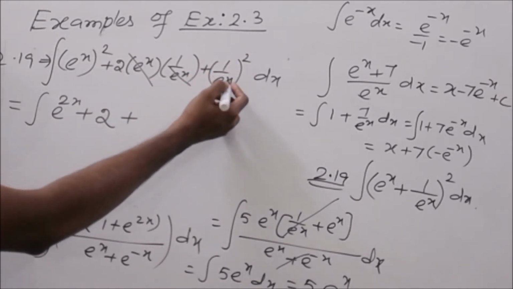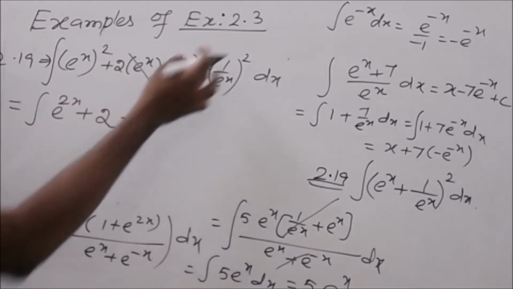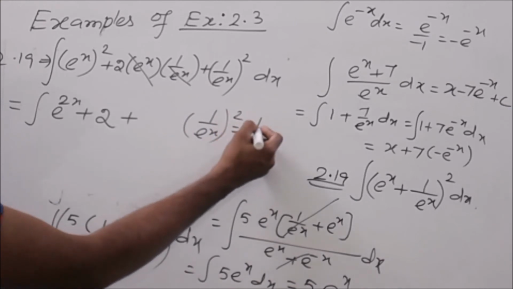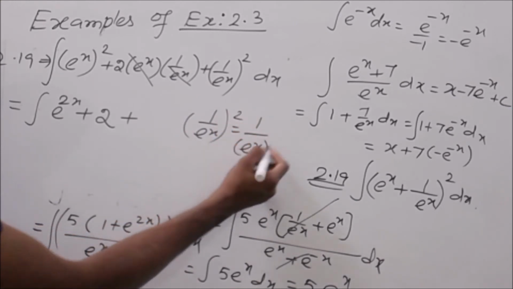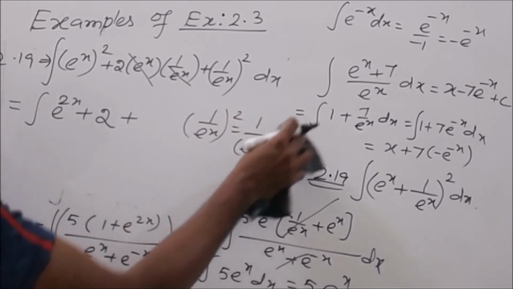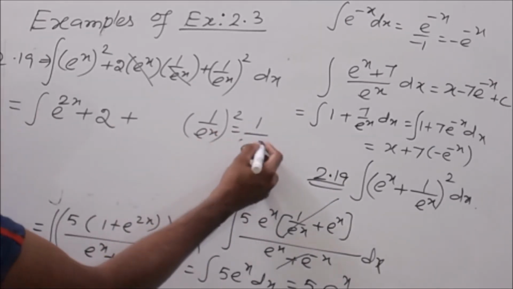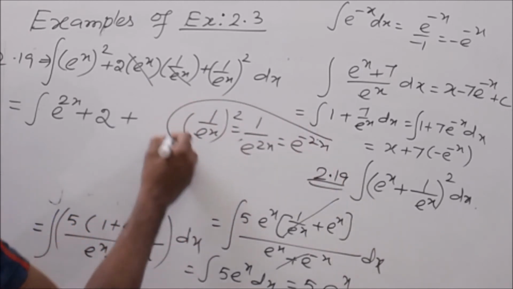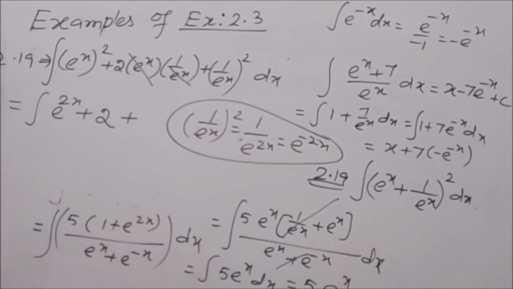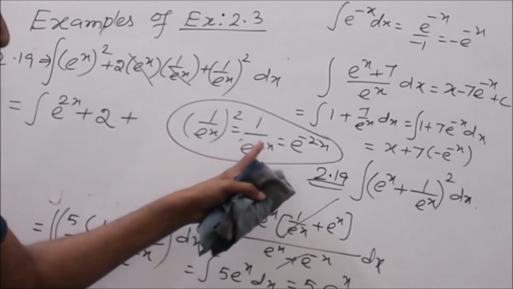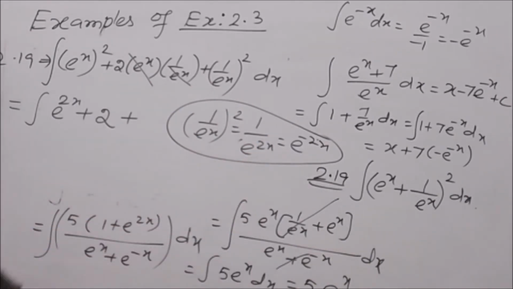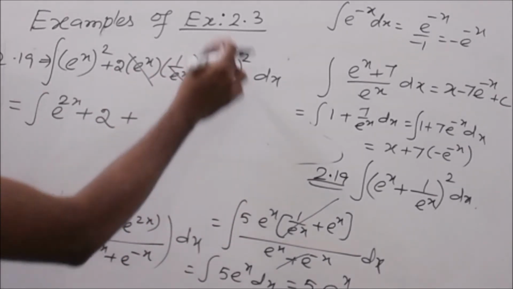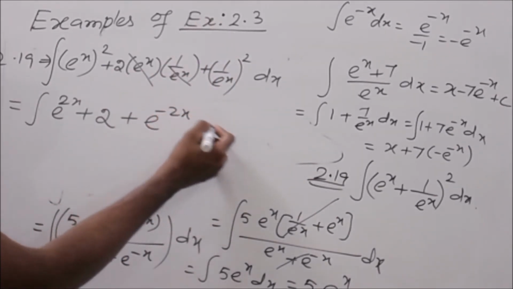(e^x) whole square is e^2x. So (1 by e^x) whole square will be equal to 1 square, 1, by (e^x) whole square. This (e^x) whole square is converted as e^2x, which will be written as e^-2x. So 1 by (e^x) whole square is nothing but 1 by e^2x, that is equal to e^-2x. So we can write it as e^-2x here, dx.